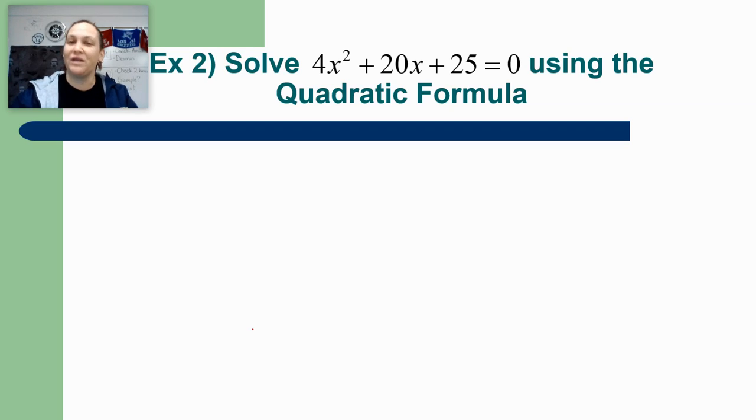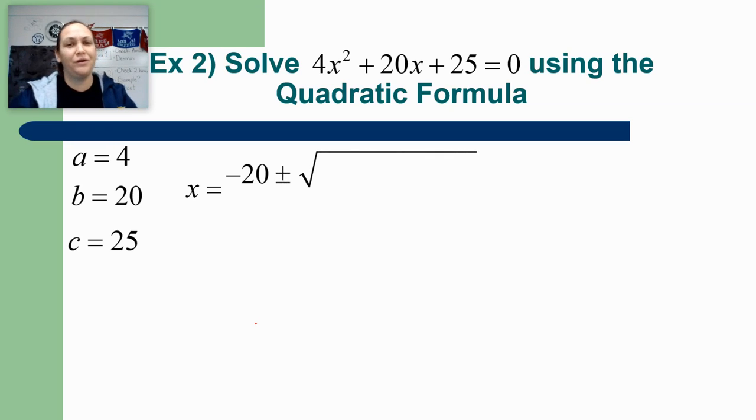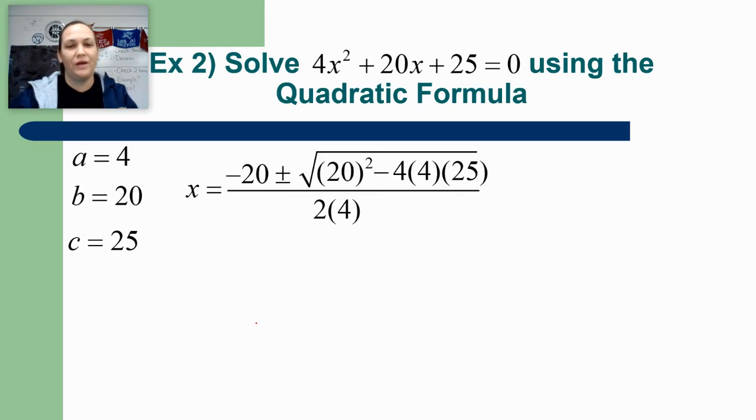In this problem, my equation is already equal to 0, so I don't need to change anything. I can go ahead and find my a, b, and c right now. In this problem, a is 4, b is 20, and c is 25. Let's sing today. So x is equal to negative b plus or minus square root b squared minus 4ac all over 2a.